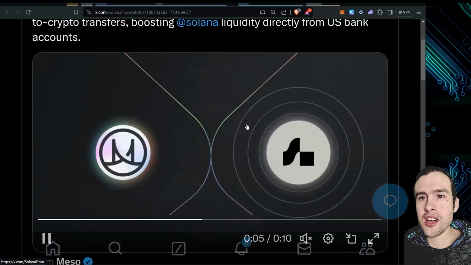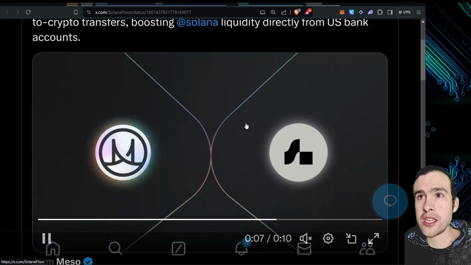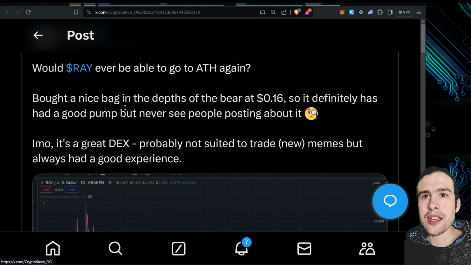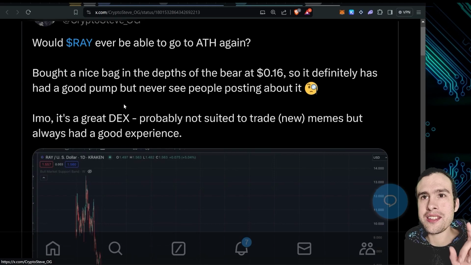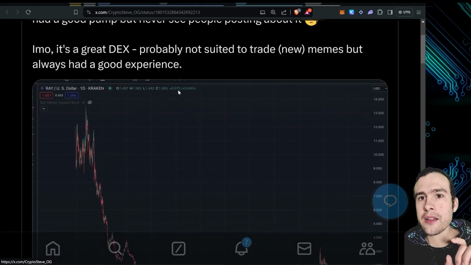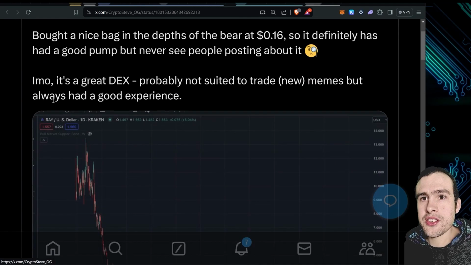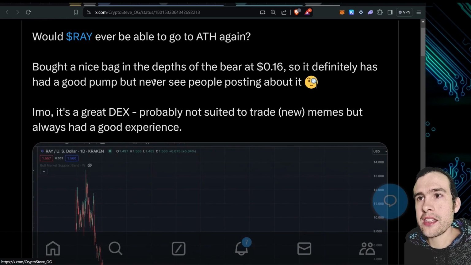But again, this kind of ties into more of that stuff I was talking about with Sphere and all of those other things as well, the on and off ramps. I mentioned Ray as well earlier in this video, and this is actually a post that I saw by Marino. So look at this. So bought a nice bag in the depths of the bear at 16 cents. Wow, you bought cheaper than me.